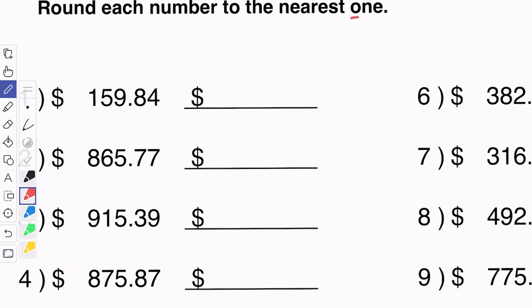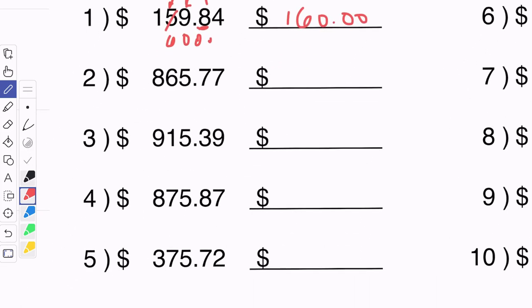And we're going to keep rounding to the nearest one based on this one. So this is going to be 160 this time, because this one is going to affect this one, and this one becomes a 0. So this one affects this one, and this one changes to a 6, and then 0's after. So we have a 7 here, and that's greater than 5. So that's going to change it to 866.